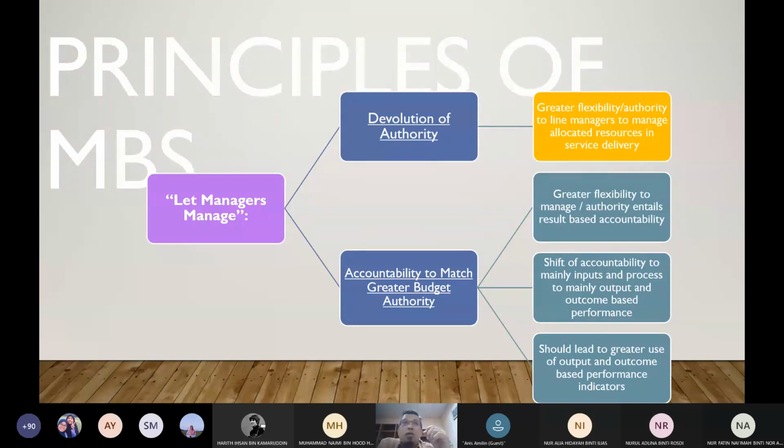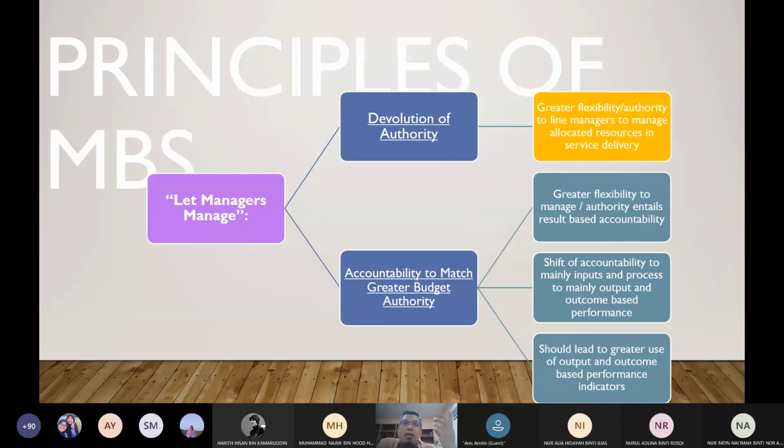What is JPJ in English? Public Transport Department, PTD. Okay. One of the aims, let's say for the PTD, is to reduce the number of road accidents. Okay, that is a result, isn't it? Let's say they reduce road accidents by 10%. So the number of accidents is basically the result.